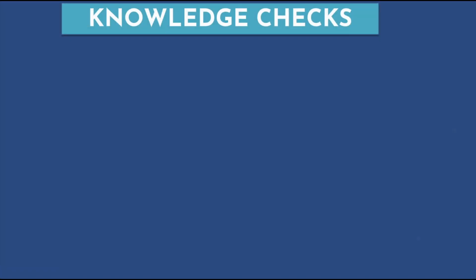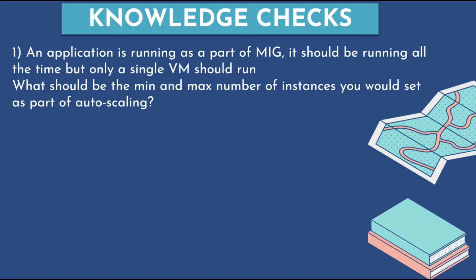And it's time for our knowledge checks. Let's say you have an application that is running as part of a managed instance group. The requirement is that it should be running all the time, but only a single VM should run. What should be the minimum and maximum number of instances you would set as part of auto scaling setup?